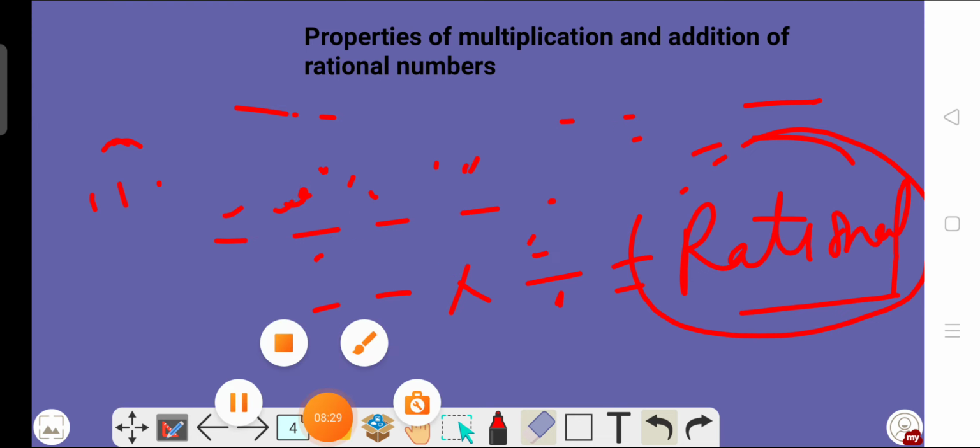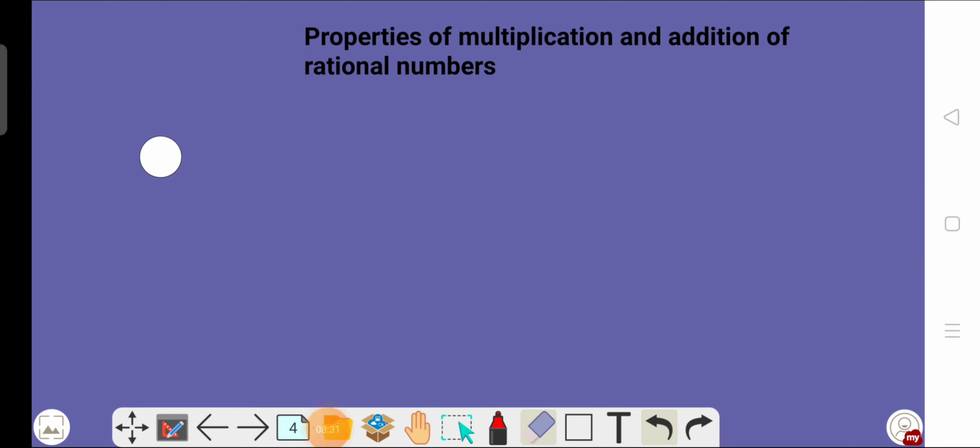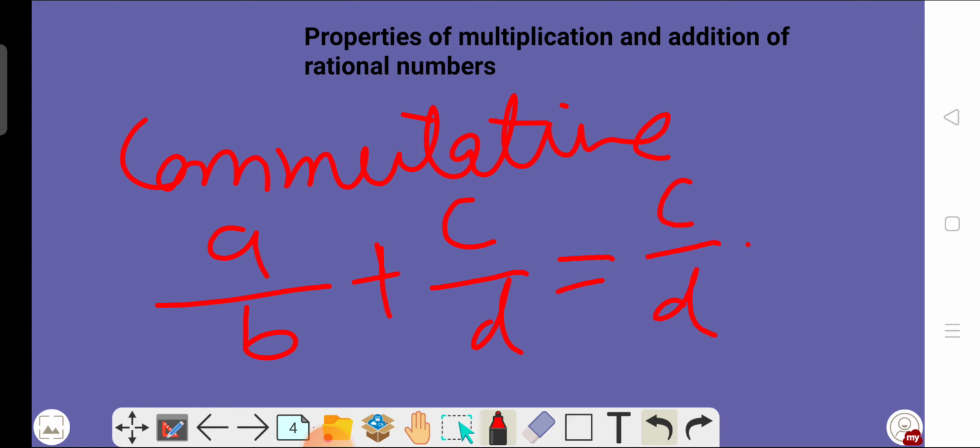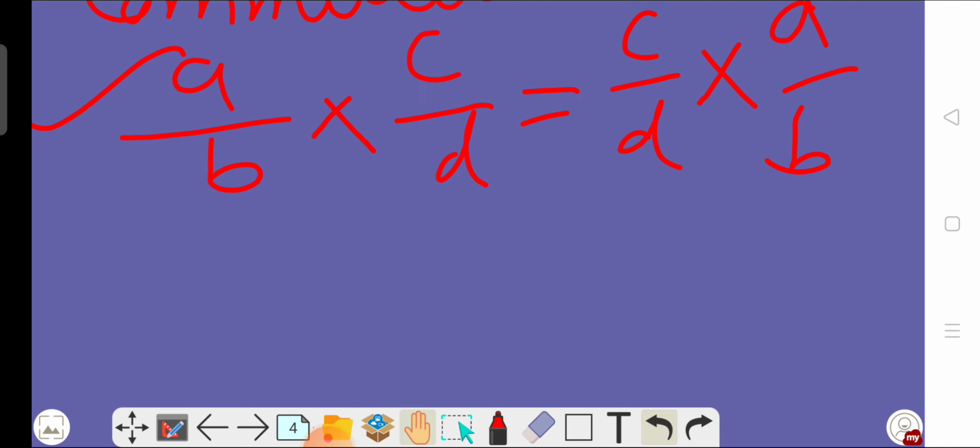And the next property is the commutative property. A by B plus C by D is equal to C by D plus A by B. It means addition of rational numbers does not depend on the order of the numbers. Okay. In the same way, multiplication also obeys the commutative property. A by B multiplied by C by D is equal to C by D multiplied by A by B. Also in case of multiplication, rational numbers do not depend on the order.